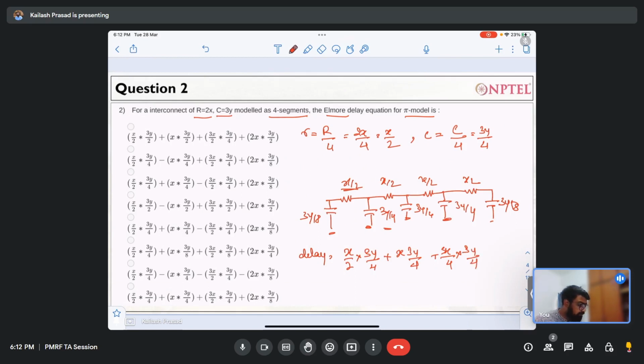Then how much x do we have? 2x. So 2x will be multiplied by 3y by 8. So x by 2 multiplied by 3y by 4, x into 3y by 4, 3x by 2 multiplied by 3y by 4, then 2x multiplied by 3y by 8. Let me see if this is in the equation. Yes, this is the last one. So this is how you calculate this particular question.